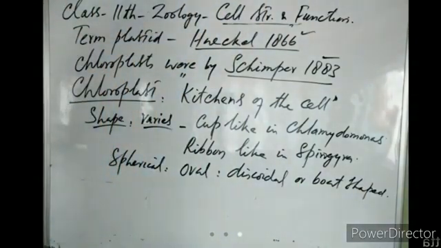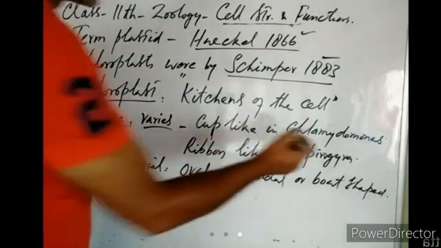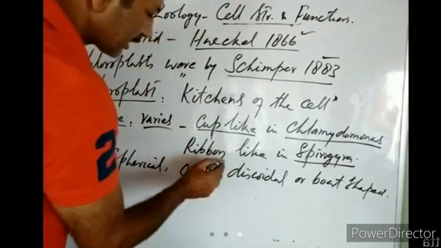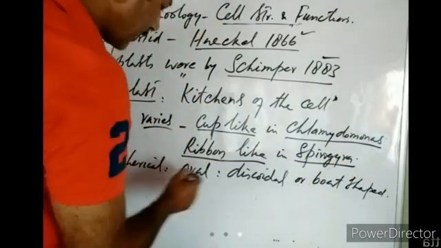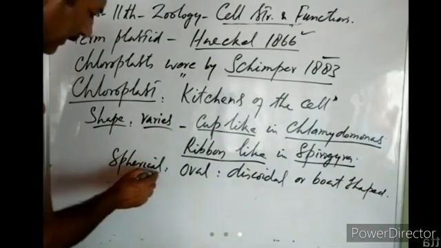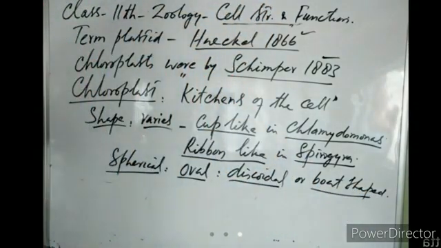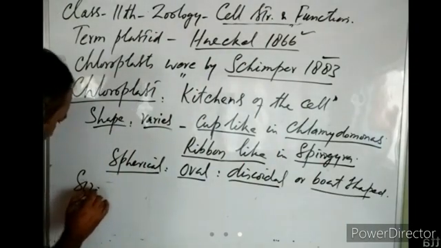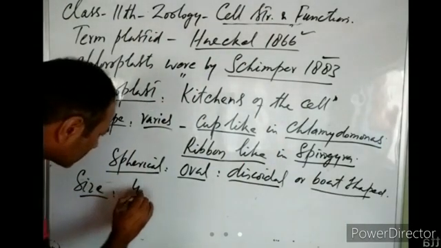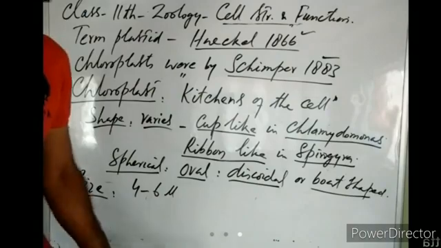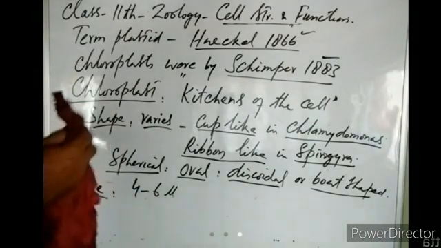So the shape of chloroplasts varies. In Chlamydomonas, they are cup-like. In Spirogyra, they are ribbon-like. And in higher plants, they may be spherical, oval, discoidal, or boat-shaped. What about the size of chloroplasts? The average size of a chloroplast is 4 to 6 microns. So that is about their shape and size.